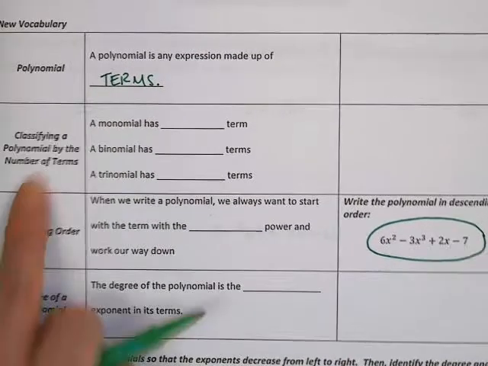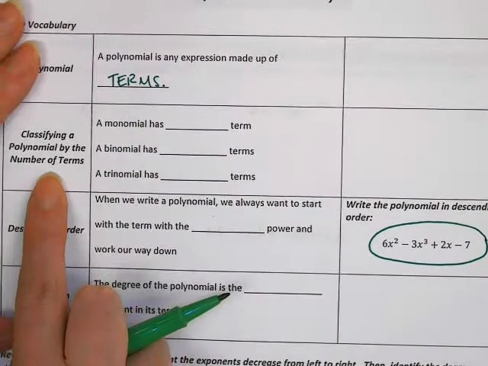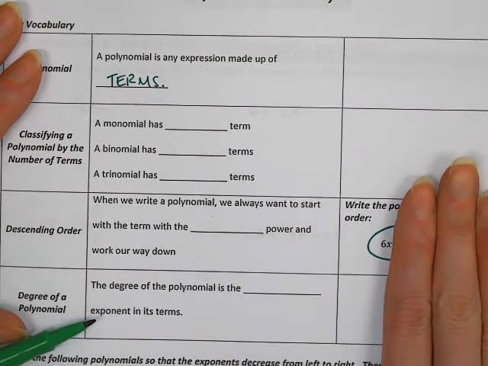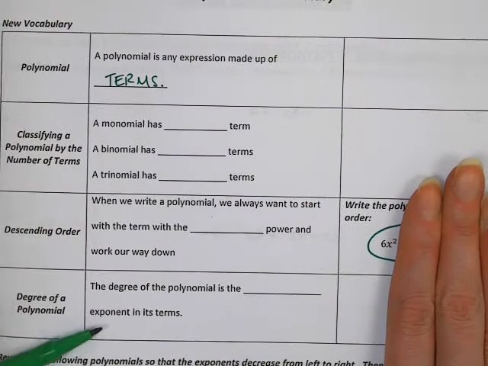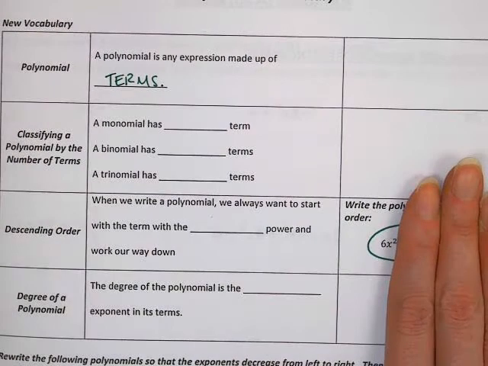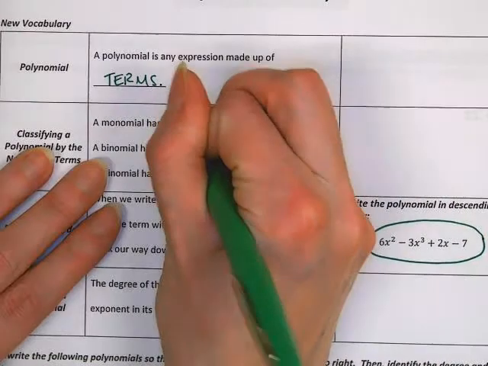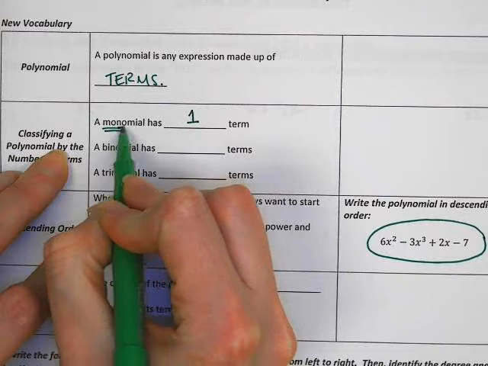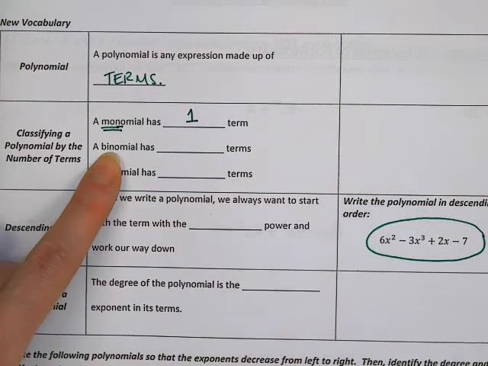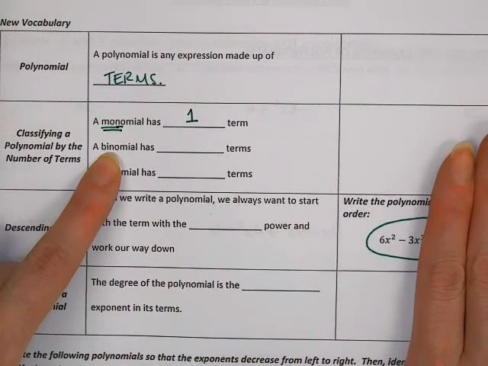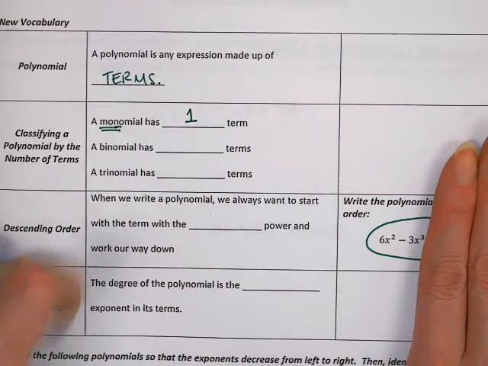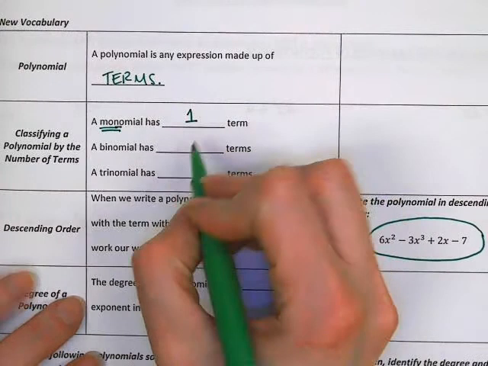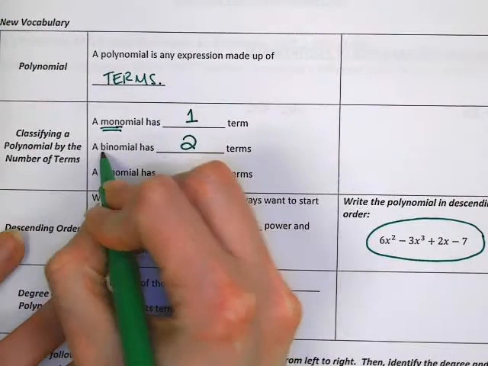Okay, now there's different types based on how many terms they have. So let's say there was only one term, like let's say it was just 6x squared. When there's one term only, it's called a monomial because mono means one. Now a binomial would be if there were two terms. So like let's say it cut off here and there's just 1, 2. That would be called a binomial because bi means two.